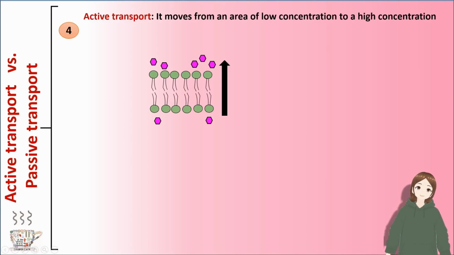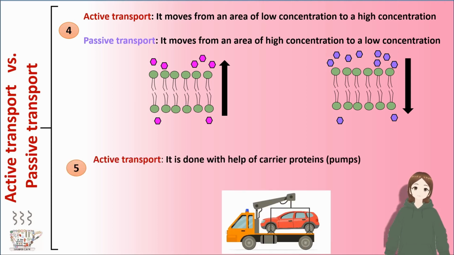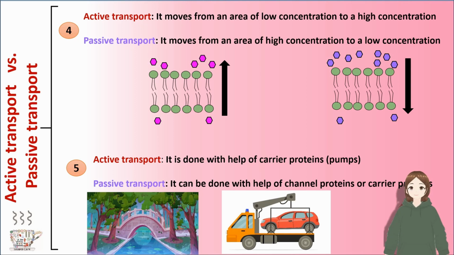4. Active transport moves from an area of low concentration to a high concentration, but passive transport moves from an area of high concentration to a low concentration. And 5. Active transport is done with help of carrier proteins or pumps, but passive transport can be done with help of channel proteins or carrier proteins.